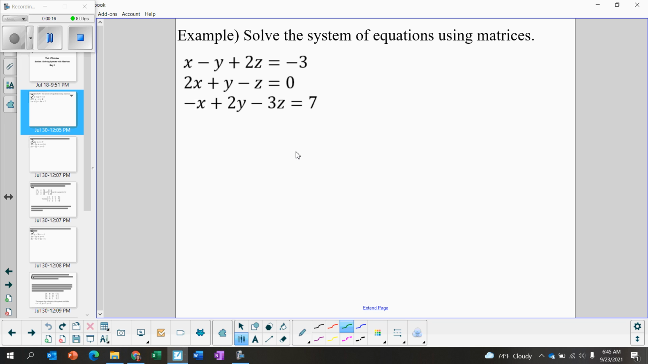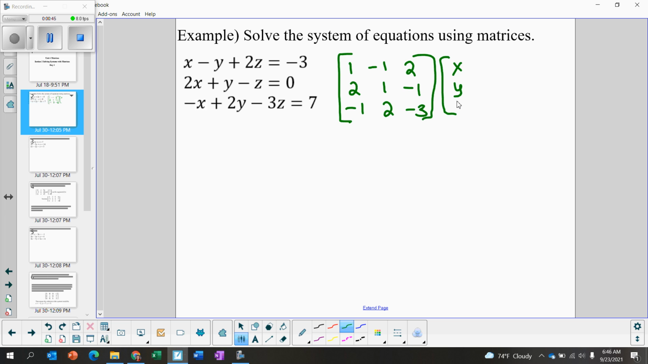So we're going to make the equation the same way we did when it was a 2 by 2. We're going to focus on the coefficients, right? +1, -1, +2. That becomes our first matrix. Then we have our variable matrix, and then we have our solution matrix. All right, so we have 1, -1, 2, 2, 1, -1, and -1, 2, -3. My variables are x, y, and z. And then my solutions were -3, 0, and 7.